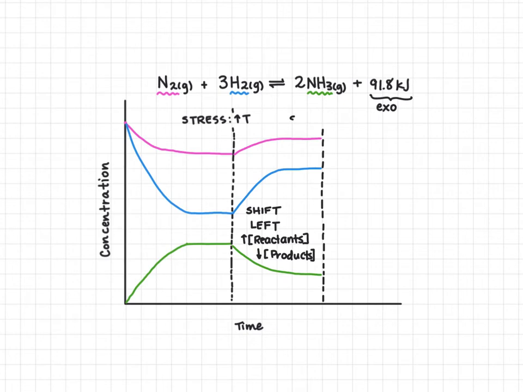This time our stress is going to be to decrease the temperature, so to remove kinetic energy from the system. Because this is an exothermic reaction and we're removing energy, our reaction will shift right to replace the energy that we've removed. So we remove energy, we shift towards the energy term.